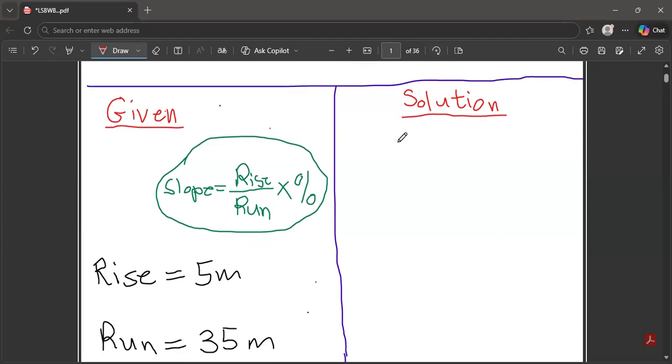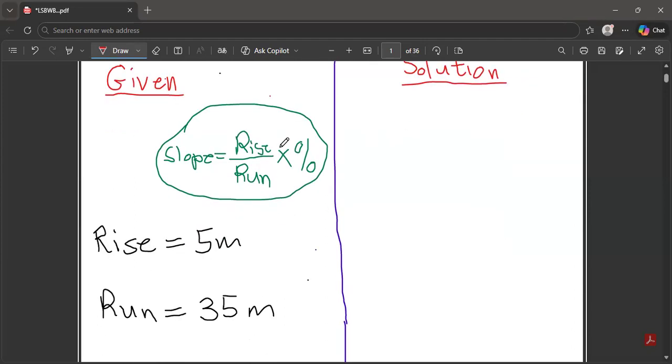So we said our slope is equal to rise over run, expressed as a what? A percentage. Let me quickly write this.